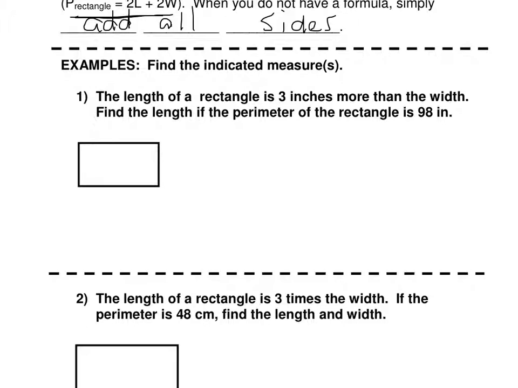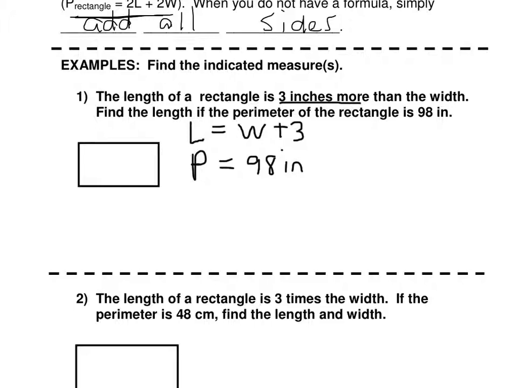Okay, it says the length of a rectangle is 3 inches more than the width. So we need to write that down. The length of a rectangle is 3 inches more than the width. So width plus 3. That's how you write that. Then it says find the length of the perimeter if the perimeter is 98. So you have perimeter is equal to 98 inches. This is all in inches.